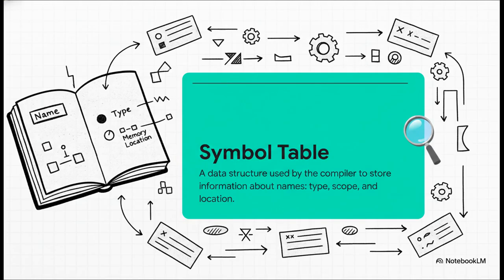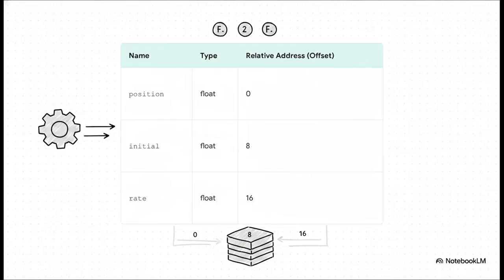Think of it like a super detailed contact list for every single name in your program. For every variable you create, there's an entry in the symbol table that lists its name, its type, and its exact address in memory. So here's a really simple version of what that table might look like for our little line of code. It's just a clean, organized chart. You can see each name, its type, they're all floats, and its address in memory. And you'll notice how the addresses are just stacked one after the other. As each variable gets declared, it just gets the next available spot.